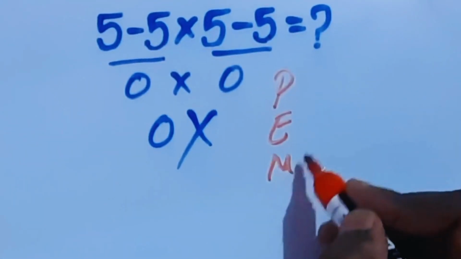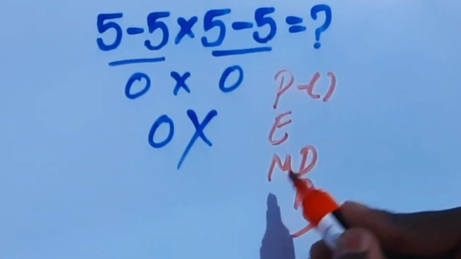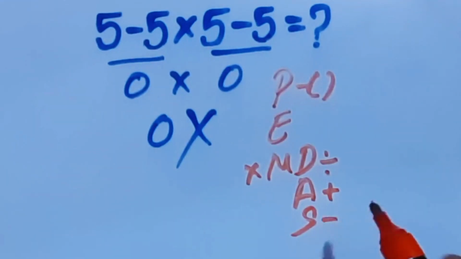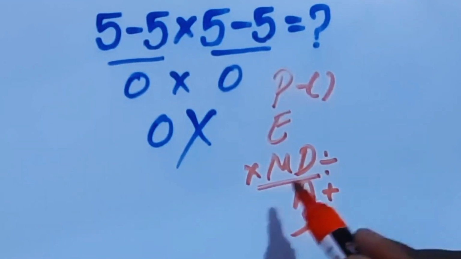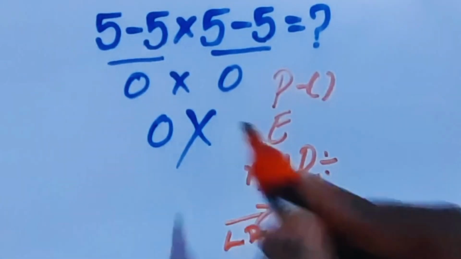Here, this is bracket, this is multiplication, division, addition, subtraction. Here multiplication and division have equal priority. This addition and subtraction is also equal priority. For this, we are going to follow the left to right rule in the problem.